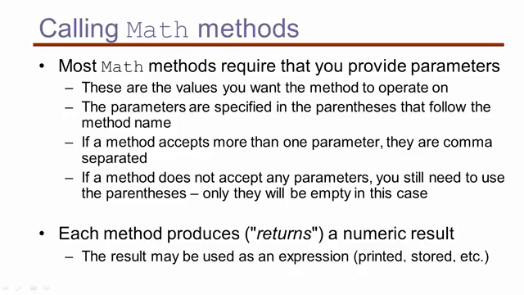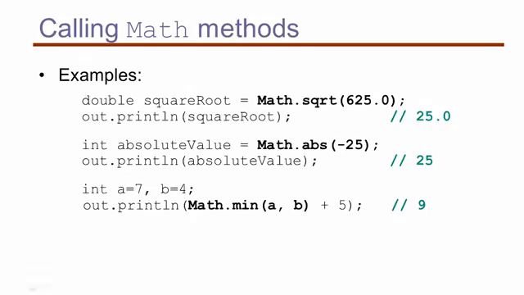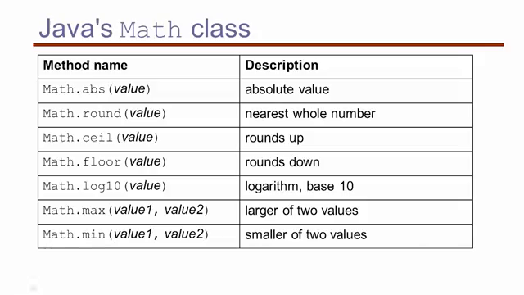And a key feature of all the methods of the math class is that they return a numeric value that you can use in some expression. Here are several examples. Calling math.square root will compute the square root of the parameter. Calling math.absolute value will compute, you guessed it, the absolute value. And calling math.min will determine which of two values is the minimum or smaller value. Here are some of the more popular math methods.